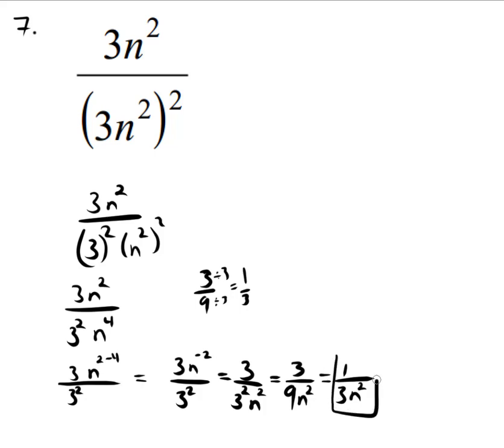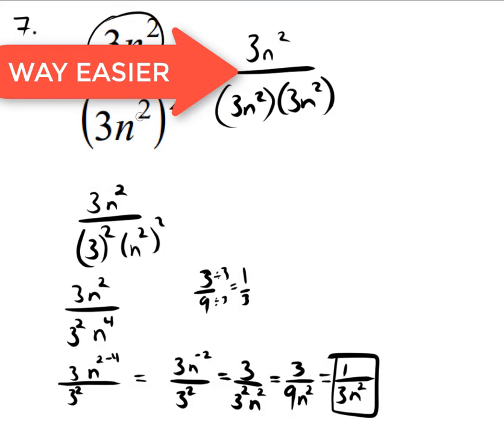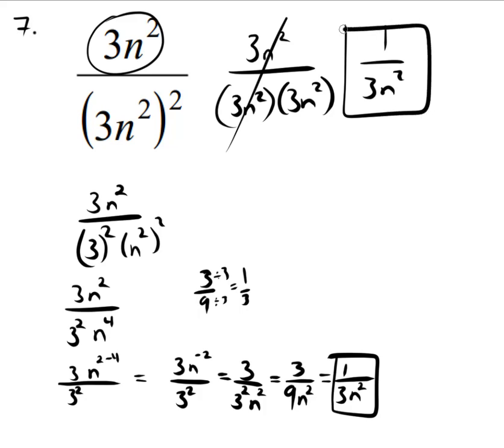But I'm going to show you that there was a much easier way if you'd actually just thought about it. The way you look at it is this. Notice this is 3n squared, and this is 3n squared squared. So the way you could think about it is I have 3n squared all over 3n squared times 3n squared, right? Because that's what the squared means. I'm taking all this stuff and multiplying it times itself, 2 copies of this multiplied times itself. So notice this 3n squared cancels out with this 3n squared, and I'm left with 1 over 3n squared. And sometimes, if you just think about it a little bit, you'll save yourself a whole lot of time.